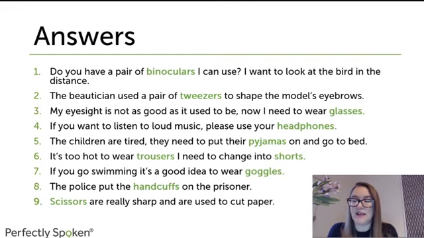Number 6, it's too hot to wear trousers. I need to change into shorts. Number 7, if you go swimming, it's a good idea to wear goggles. Number 8, the police put the handcuffs on the prisoner. And number 9, scissors are really sharp and are used to cut paper. Super, well done if you got all of those correct.